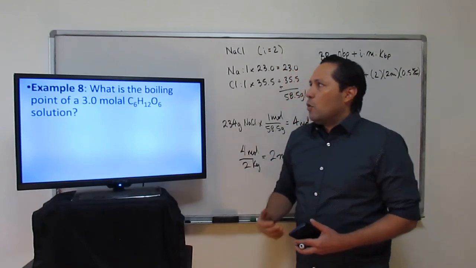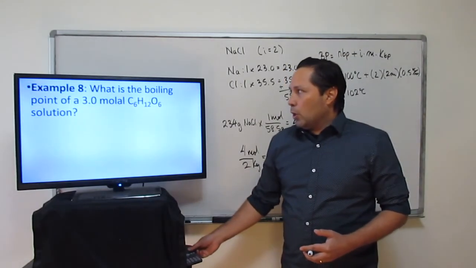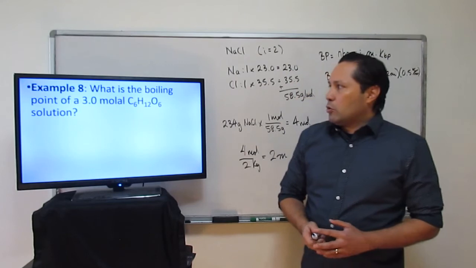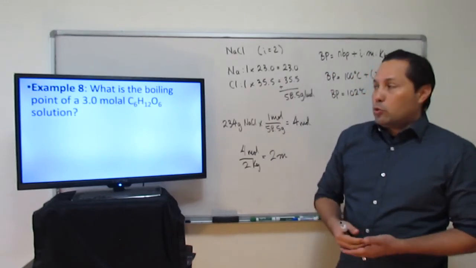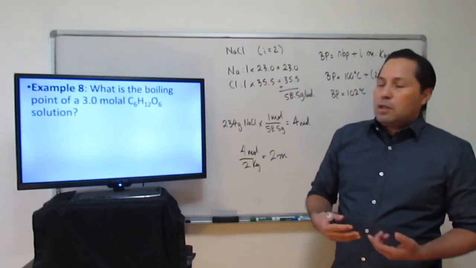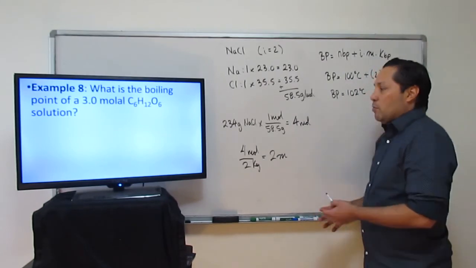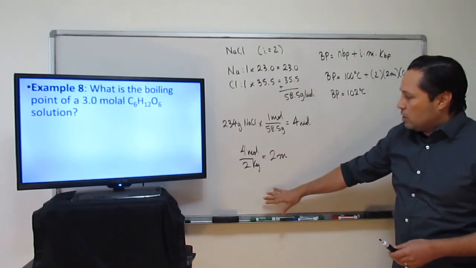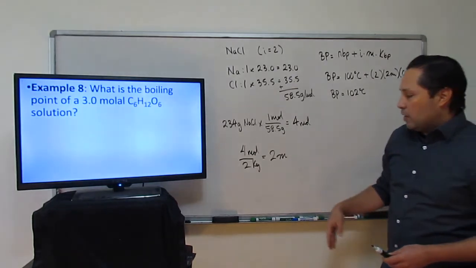In this one, they ask: what is the boiling point of a 3 molar C6H12O6 solution? That's a glucose solution. So we have a 3 molar solution, and you want to know the boiling point. Notice that they give us a molality already. So this first part is already done for us, which is what we used to figure out the molality.